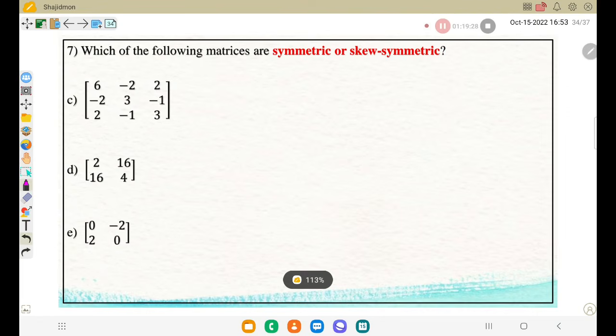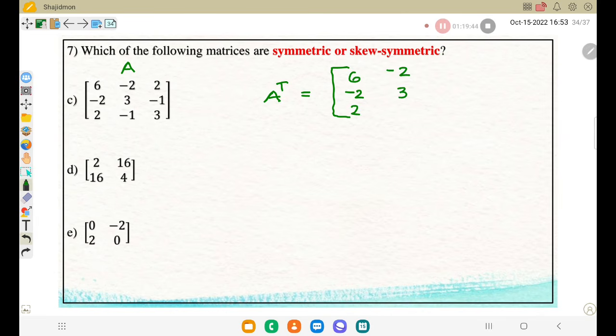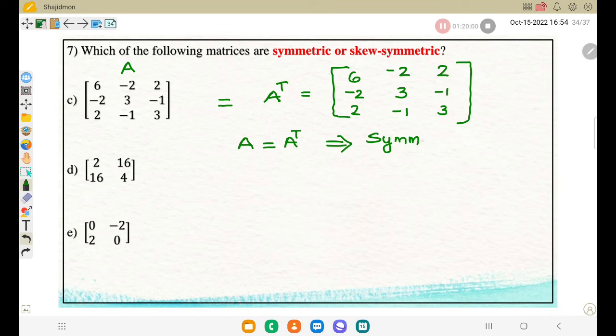Which are the symmetric matrices and which are the skew symmetric? So first one, this is the A matrix. Just calculate what is the A transpose. First row becomes first column: 6, minus 2, 2. Minus 2, 3, minus 1. 2, minus 1 and 3. Check, is it the same or not? Both are the same. Correct? So A equals A transpose, which means the matrix is symmetric.